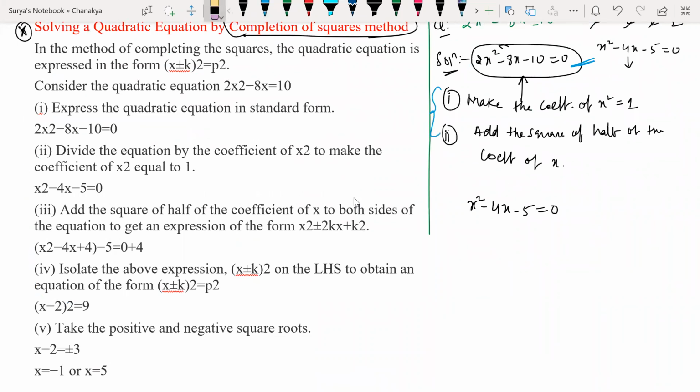Let's see how we can solve this now. Look at this, what I told you, beta. What is the first point I did? Very good. Second point is what? Add the square of the half of the coefficient of x. What is half of the coefficient here? Minus 2, isn't it? Perfect. So x square minus 4x, I'll be adding minus 2.